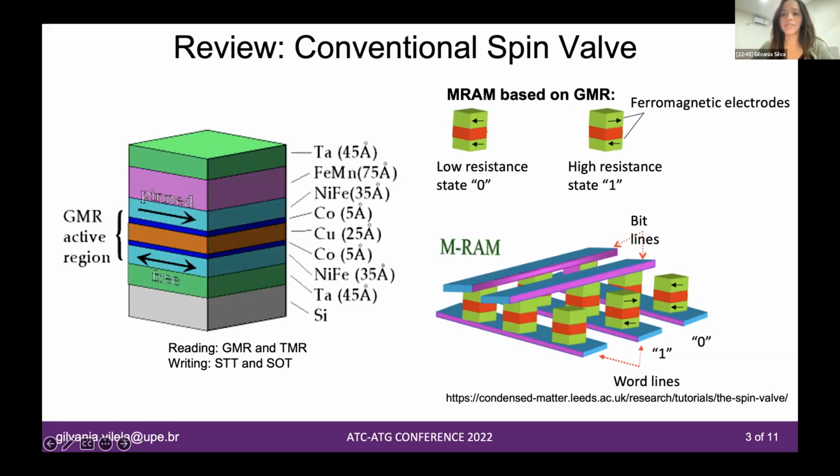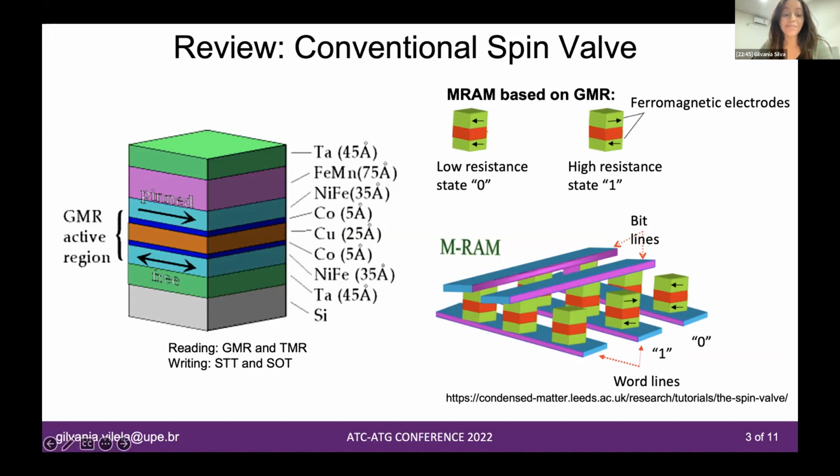MRAMs, magnetoresistive random access memories. So what happens in this system is that when the magnetizations are parallel, the state is of low resistance, and you can associate it to bit 0. And in the anti-parallel state, you can associate it to bit 1. And then you can fabricate these magnetoresistive memories.